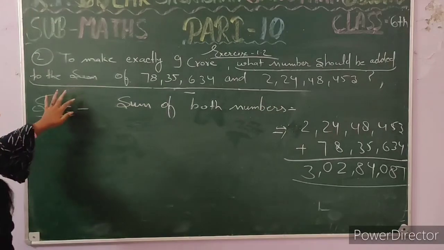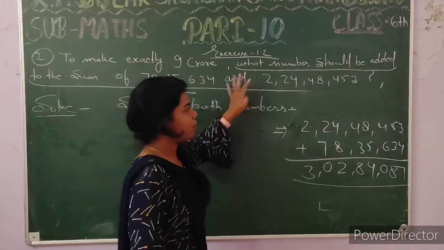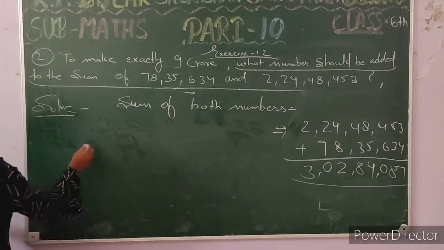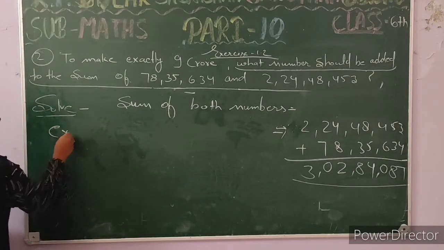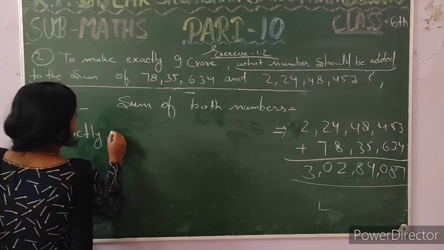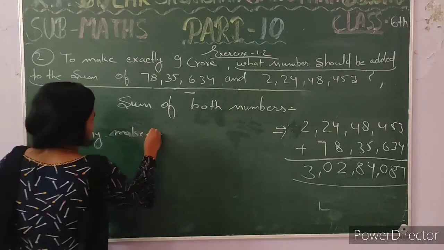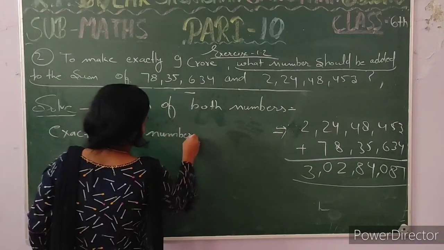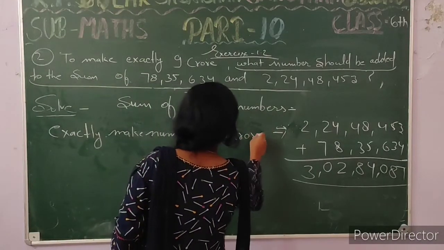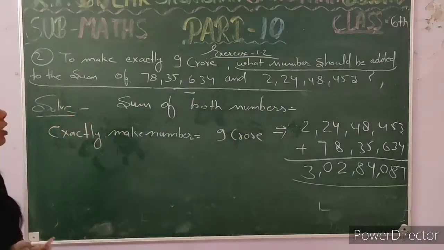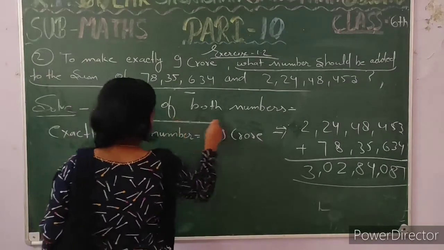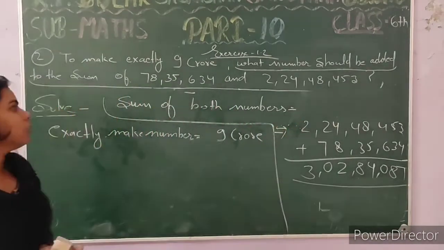Then our question remains: to make exactly 9 crore, what number should be added? So the next step is we write here: exactly make number is equal to 9 crore. Okay students, the first step is we do the sum of both numbers.